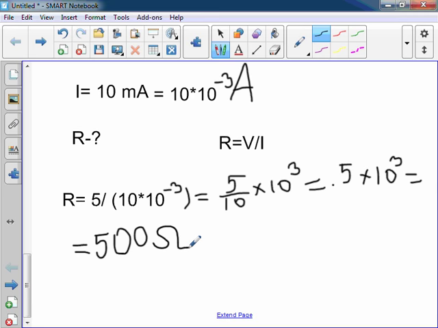Now, why is this my final answer? Because it's in engineering notation and it has proper units for resistance. Make sure you have your units. Make sure you have all of those things. And that's it.